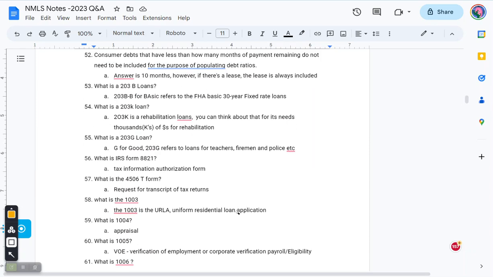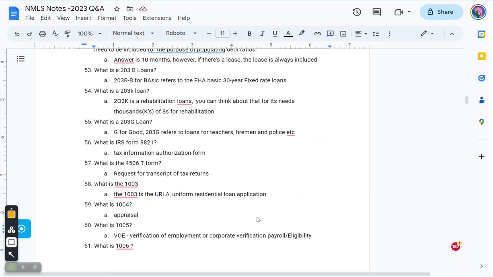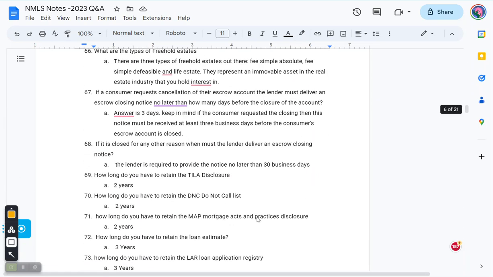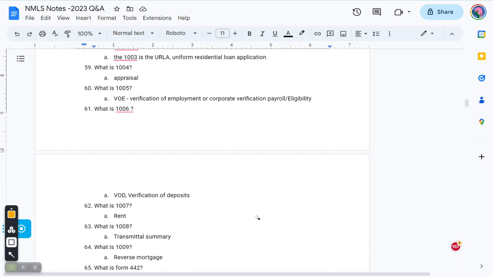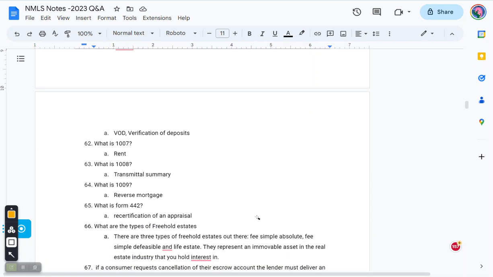So in our mortgage application forms, 1003 is the Uniform Residential Loan Application, 04 is the appraisal, 05 is the verification of employment, 06 is the verification of deposits, 07 is the rent, 08 is the transmittal summary, and 09 is the reverse mortgage. Okay, now let's move on to Form 442. Form 442 is meant for recertification of an appraisal.